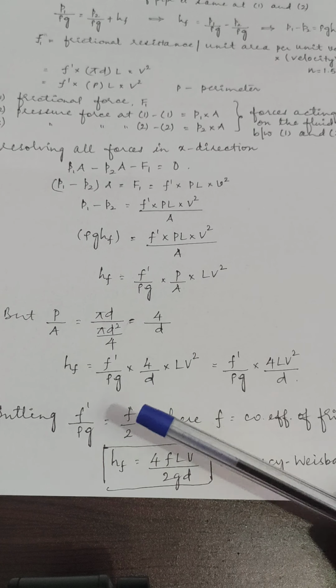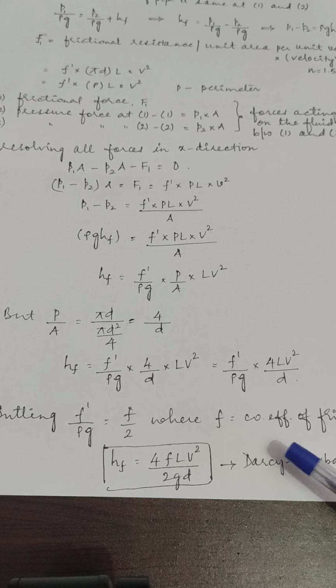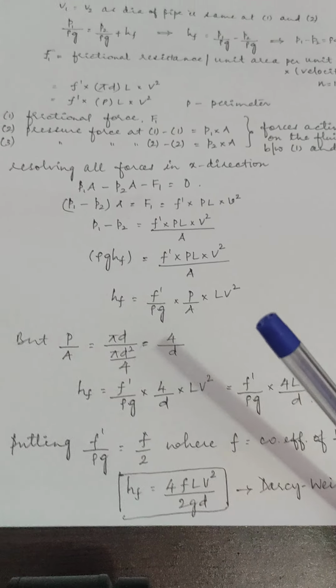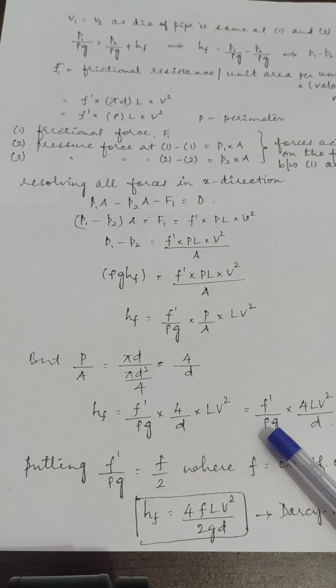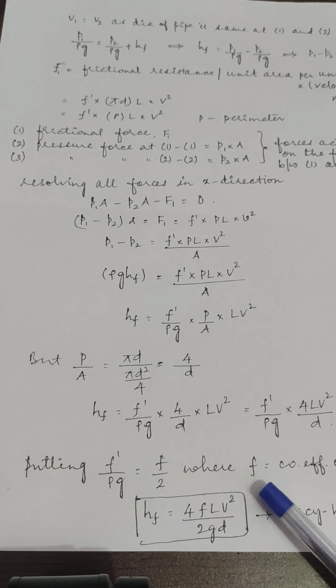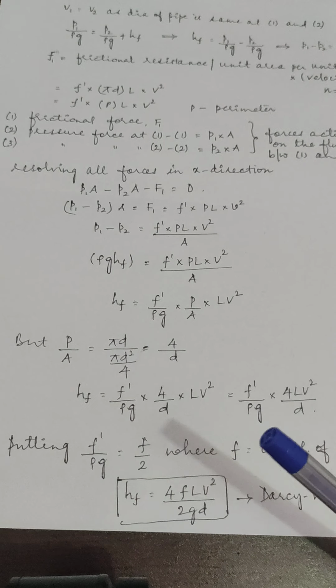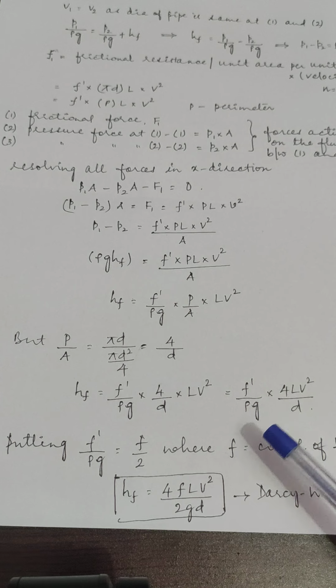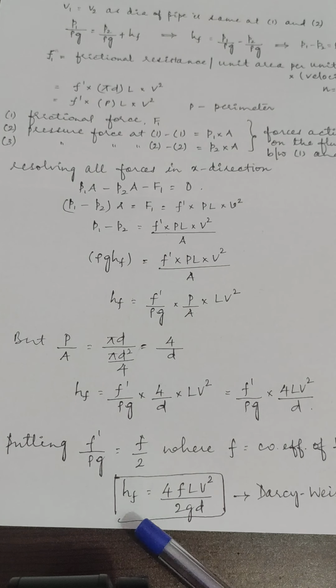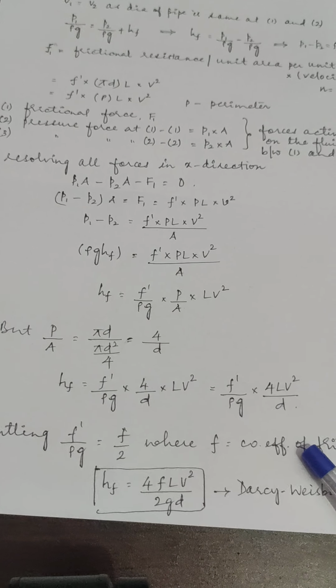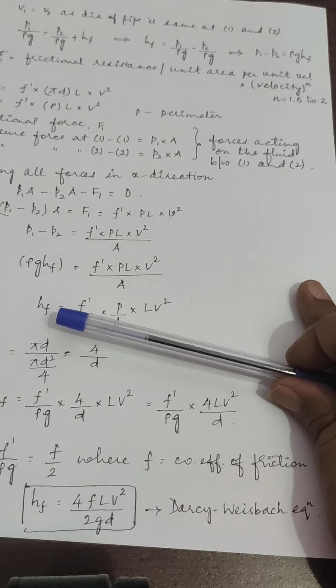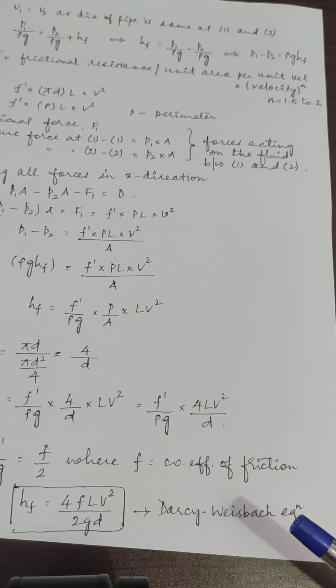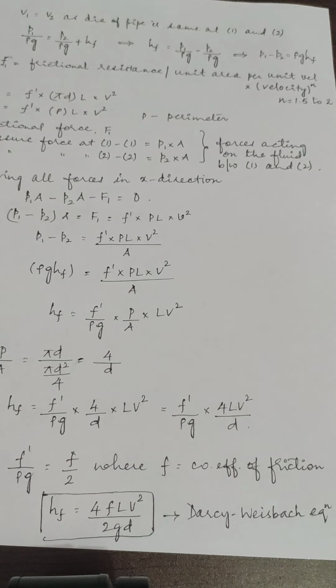But if I go to the next step, I am writing my F dash by rho g as F by 2, where F is called the coefficient of friction. So replacing this quantity F dash by rho g by F by 2, the equation is finally written as HF is equal to 4 F L V square by 2 g D. So that will be considered as the Darcy-Weisbach equation. Thank you.